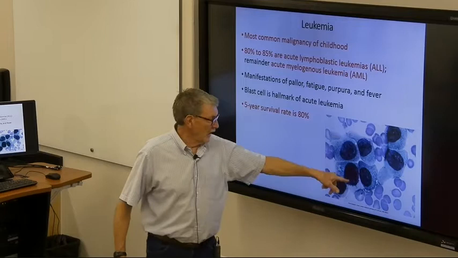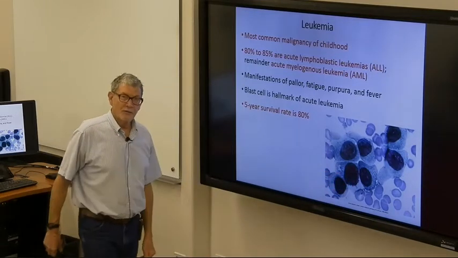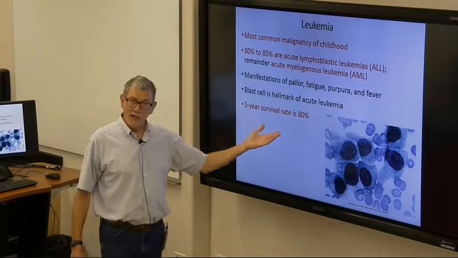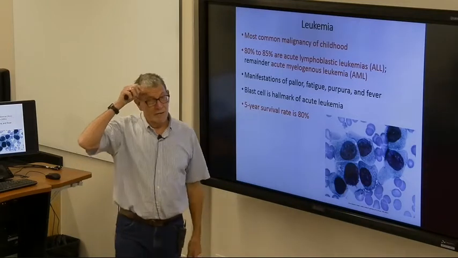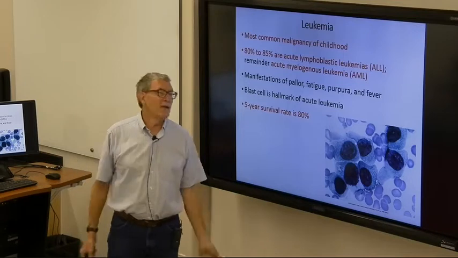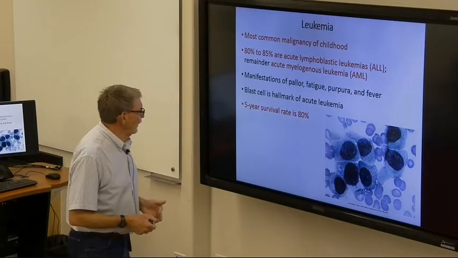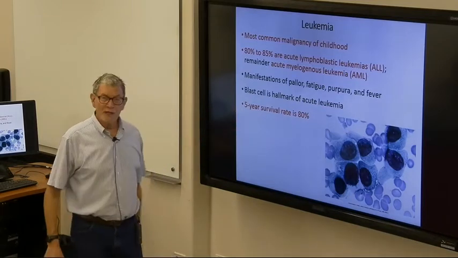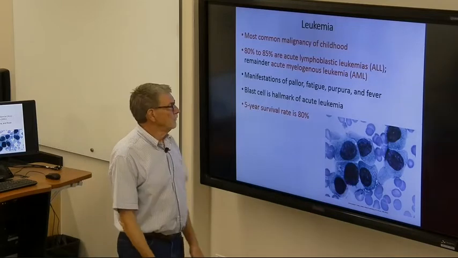Here we see a lot of these overgrown lymphatic cells, leukemic cells, and they've improved a lot. The 5-year survival rate, 80%. When I was growing up, a couple of kids I knew had leukemia. They didn't last very long. They weren't able to treat very well at that point. And 5-year survival rate doesn't mean they all drop dead at 5 years. It means that they're still going after 5 years.